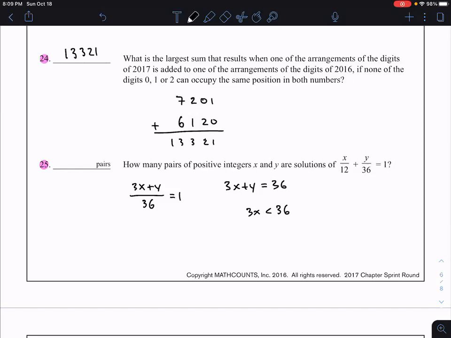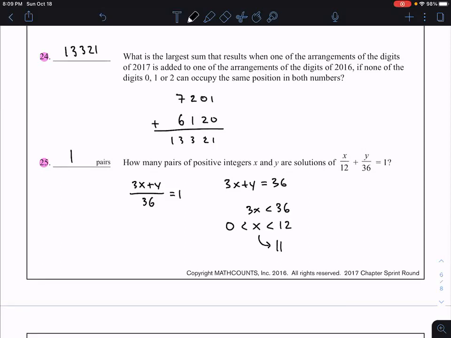So you can solve this inequality, divide both sides by 3, and you get x is less than 12. And since x has to be positive, you can put that here. And now you can see that there are only 11 possible values for x. And whatever value x is, then y has to be an integer as well. So that works out. So yeah, you have 11 pairs.